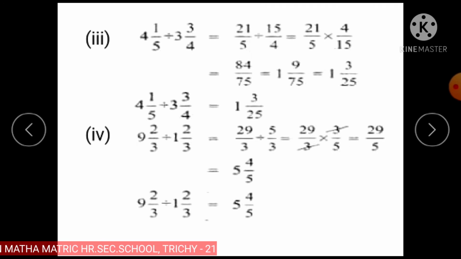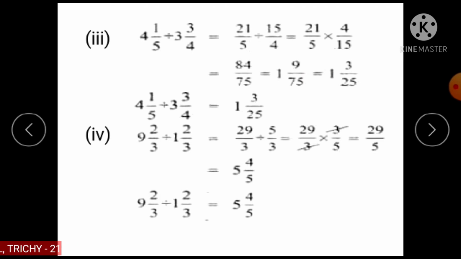This 84 by 75 is an improper fraction. This improper fraction is converted to mixed fraction. We get the answer 1 9 by 75. 9 by 75 is simplified by 3. We get 3 by 25. So the answer is 1 3 by 25.